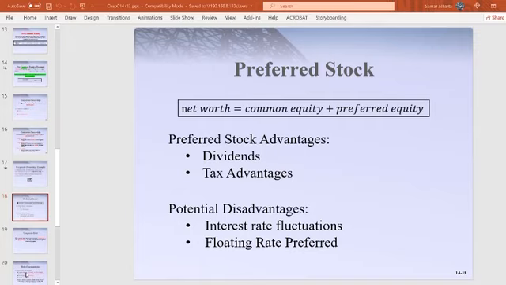Potential disadvantage: interest rate fluctuations. If there is any increase or decrease in the interest rate, this will affect the amount of dividends you receive, because normally the amount of dividends you receive is a percentage. They will tell you, okay, we will pay you 10% of the par value, or 10% of $100.